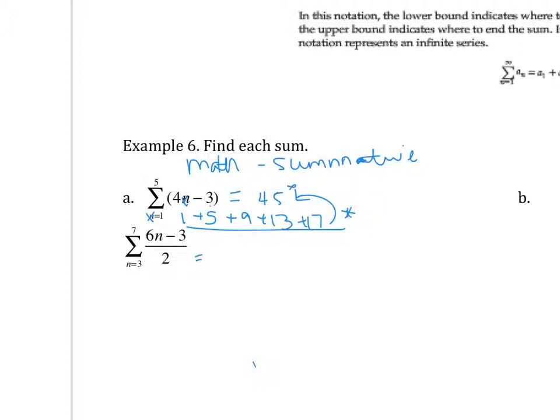Same with this one. This is x. You start at 3, go to 7. You're going to put in all those numbers into your calculator. This is an equation, and you can put parentheses around that. In fact, I would. And that should give you 135 over 2.